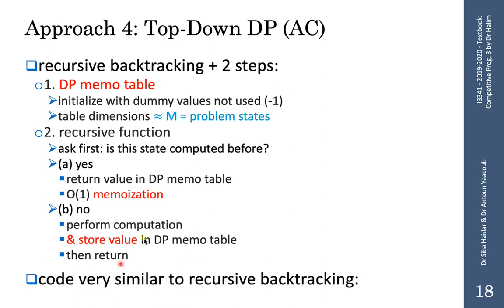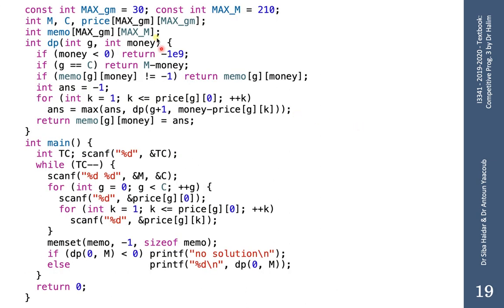Okay, so only when I ask for a given value do I compute it, if I have never computed it before. The code is very similar to the recursive backtracking, and we will see it now. So this is the code, and let us examine it.